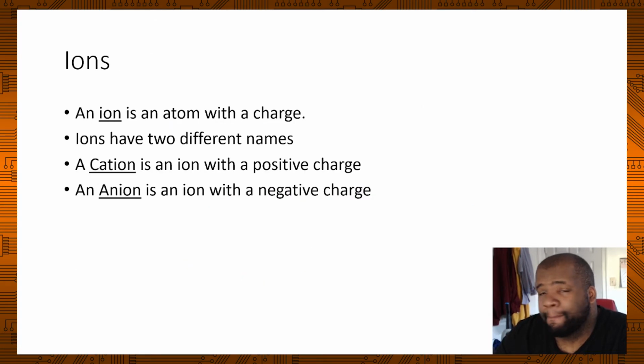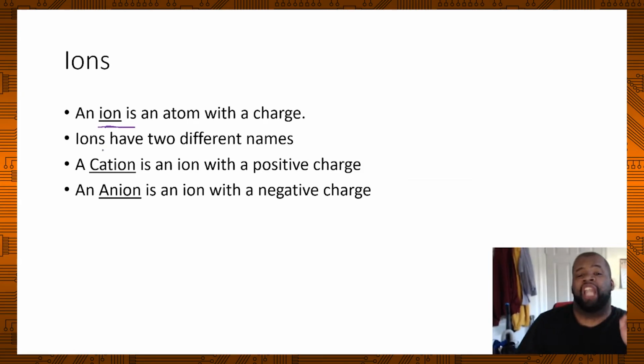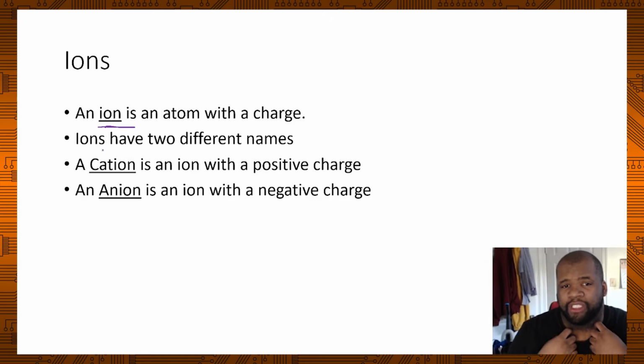So now last slide. Ions. So when we talk about atoms that have a charge, the correct name for these things is an ion. So an ion is an atom with a charge. So if it is neutral, it is not an ion. But if it is positive or negative, it is in fact an ion because now it has a charge. When we talk about ions, ions actually have 2 different names. These names are the specific type of ion they are.